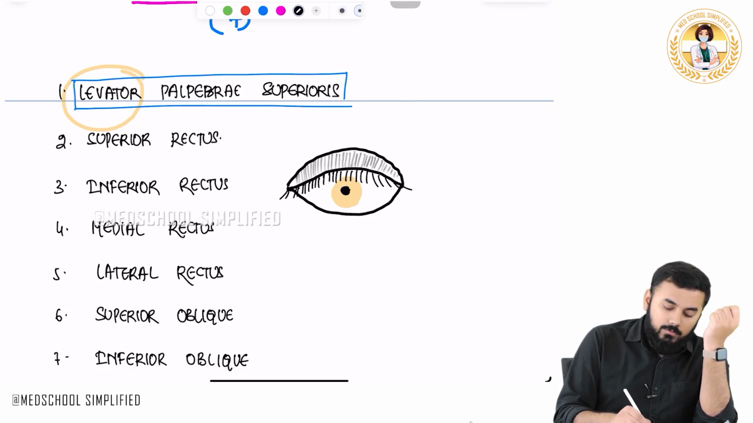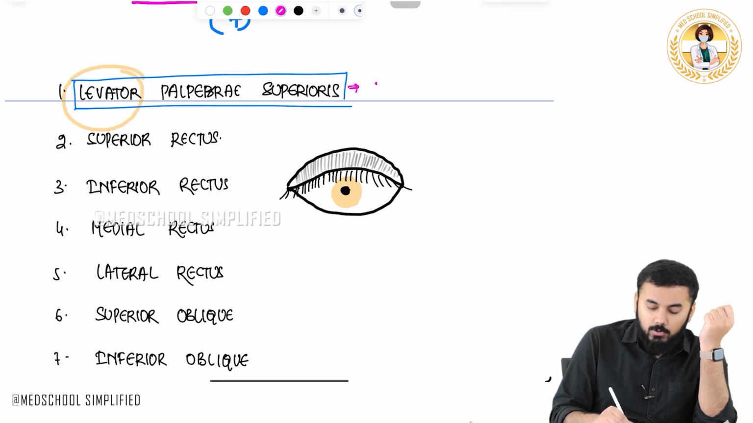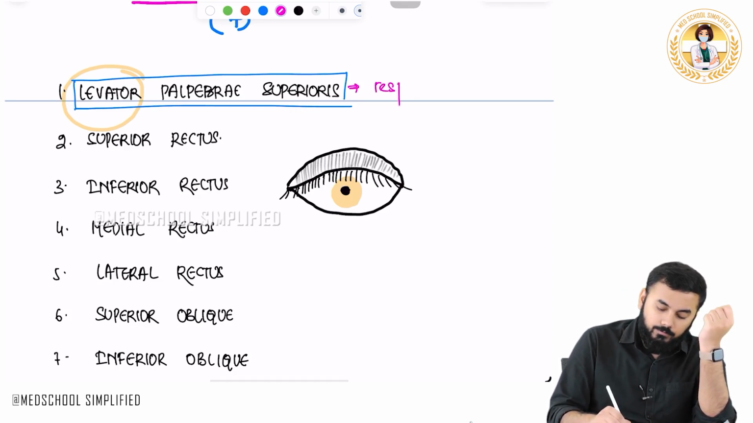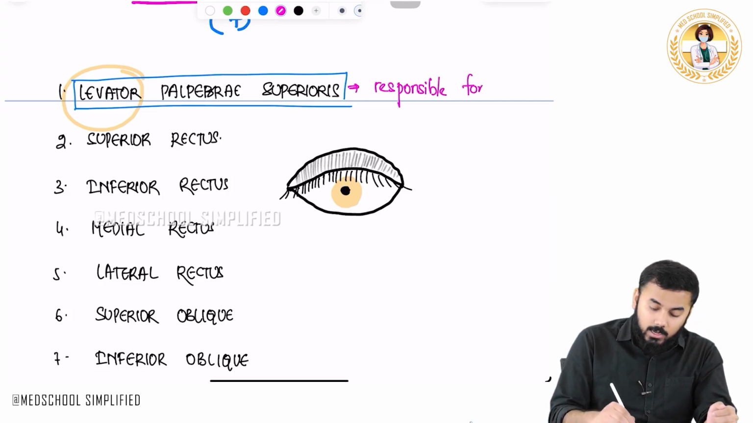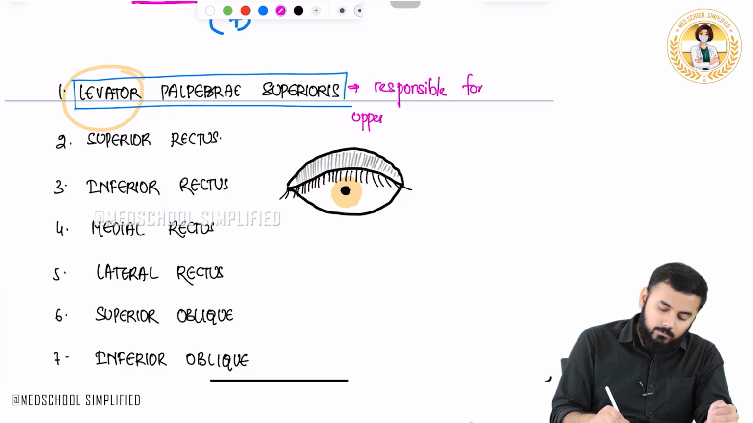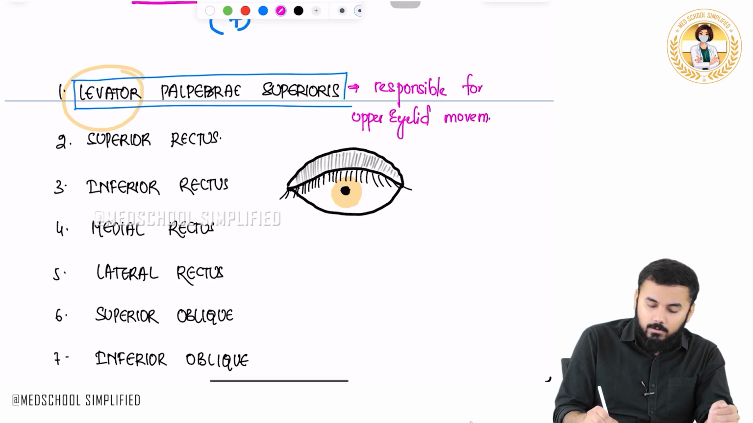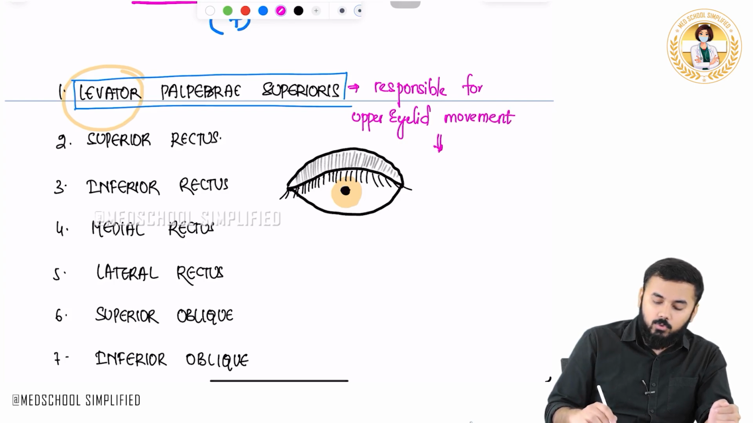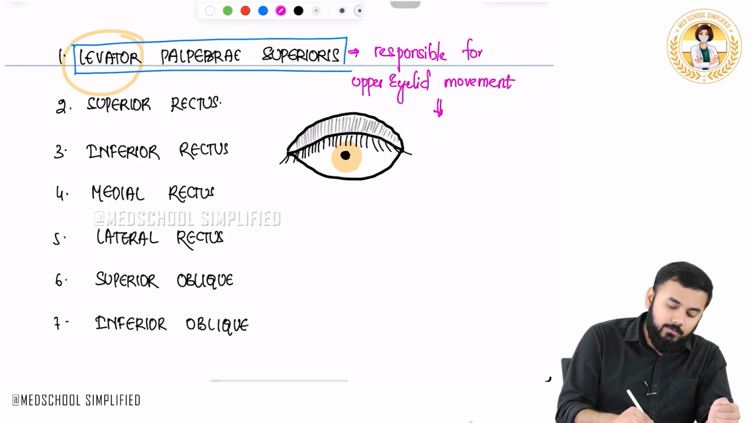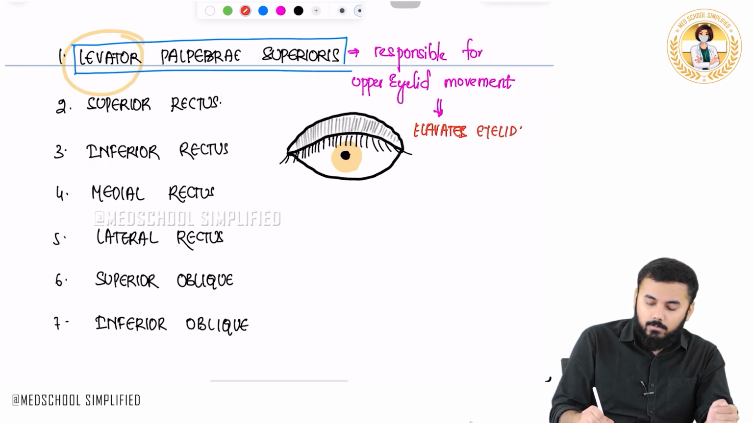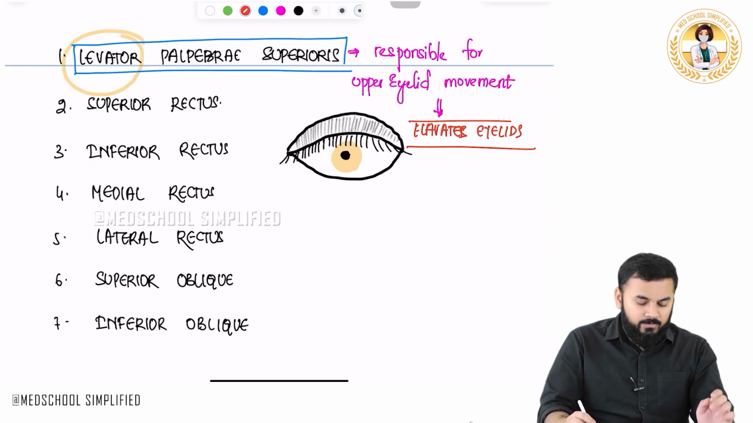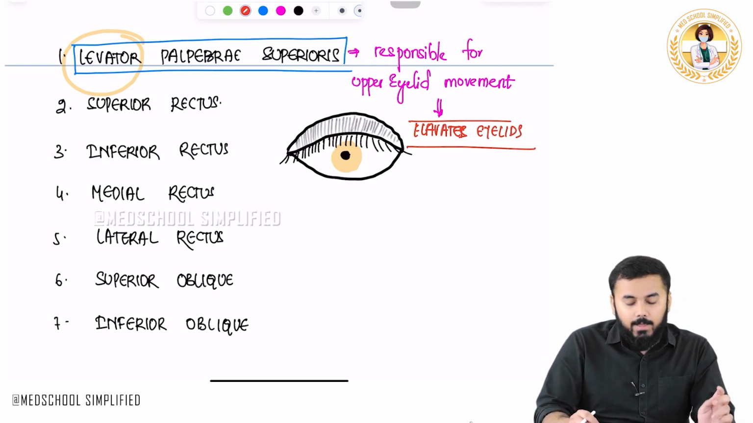So what is the action of this? This is responsible for the upper eyelid movement. What is the responsibility? That is the elevation of the eyelid. So it elevates the eyelid. This is called the levator palpebrae superioris.